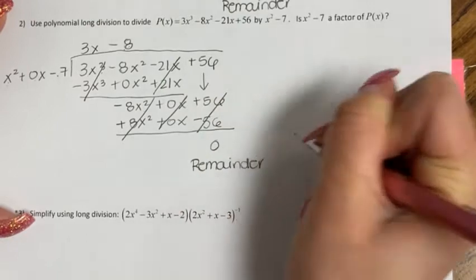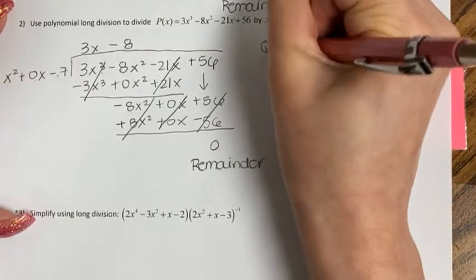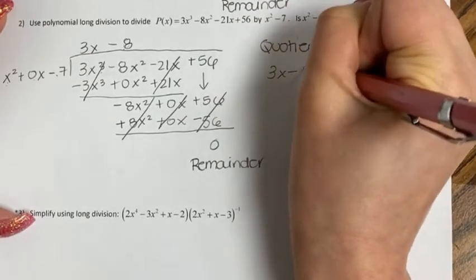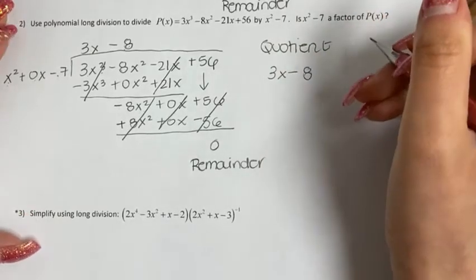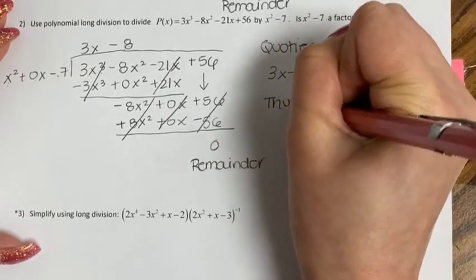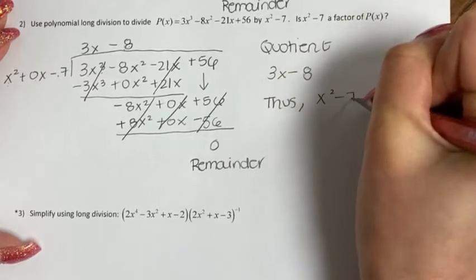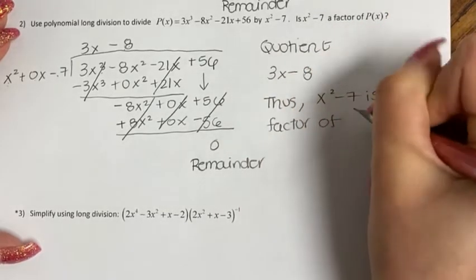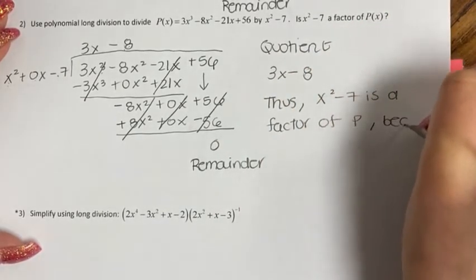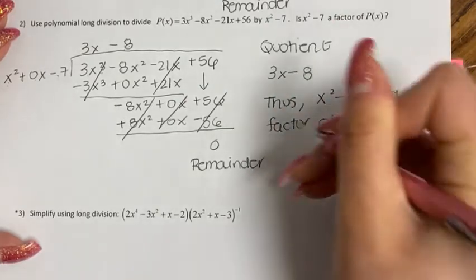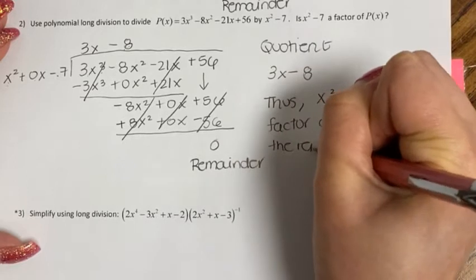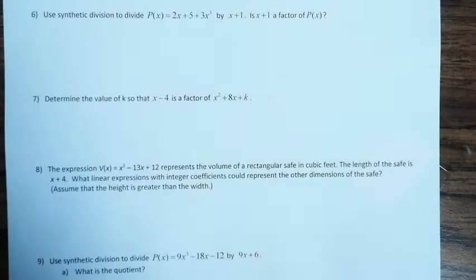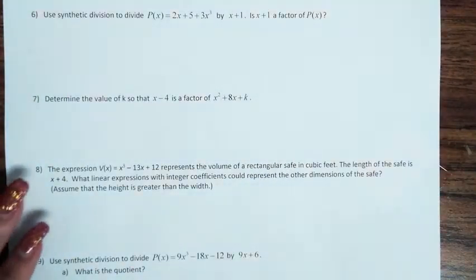Your remainder is 0. Okay, therefore what do you have? You have that your quotient, in this case, it's going to look very beautiful because it's just 3x minus 8. Okay, so what can you conclude? Thus, I know that x squared minus 7 is a factor of p, specifically because you know that the remainder is 0.